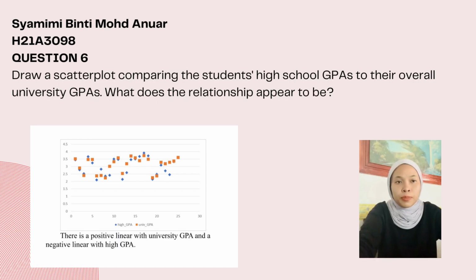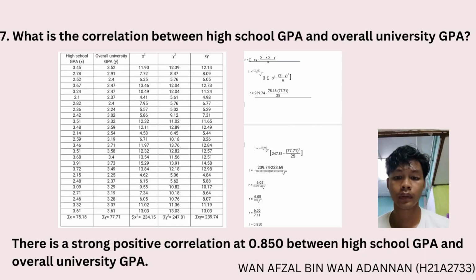Question 6. Draw a scatter plot comparing the students' high school GPAs to their overall university GPAs. What does the relationship appear to be? The answer is there is a positive linear relationship with university GPA and a negative linear relationship with high school GPA.